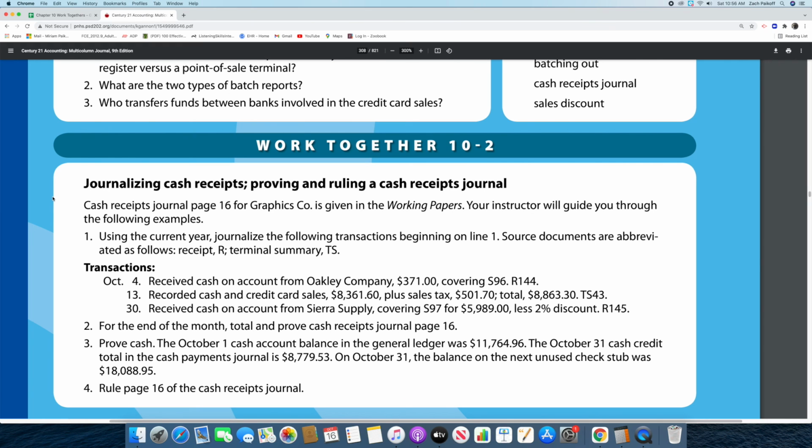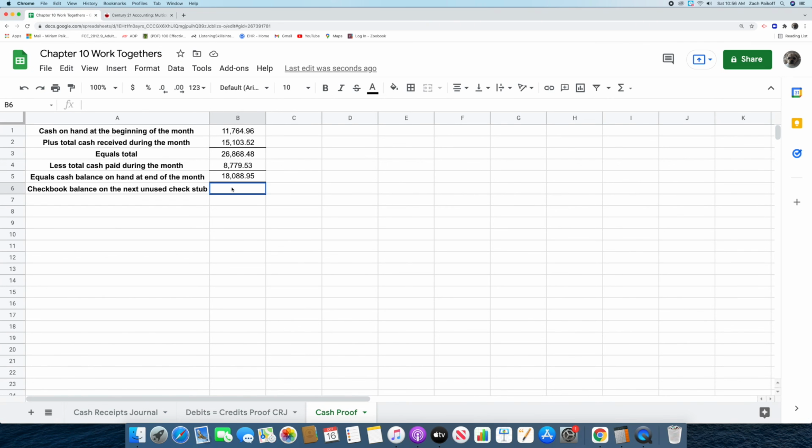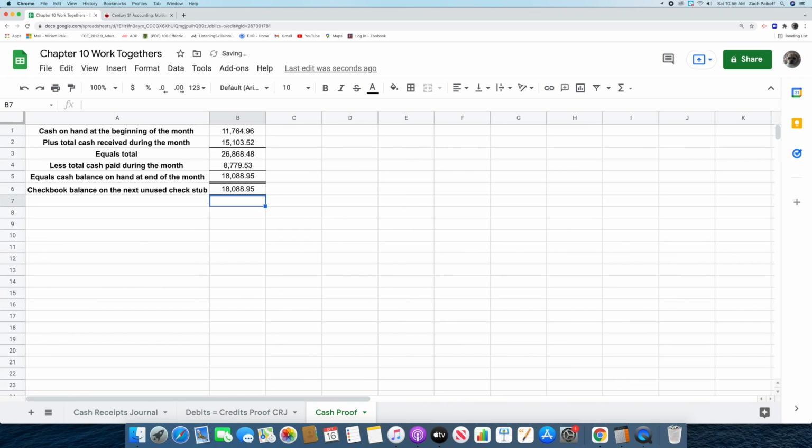And if we compare that to the amount in the book, it says that the balance on the next unused check stub was $18,088.95. So since these two numbers are the same, we have now proved cash.